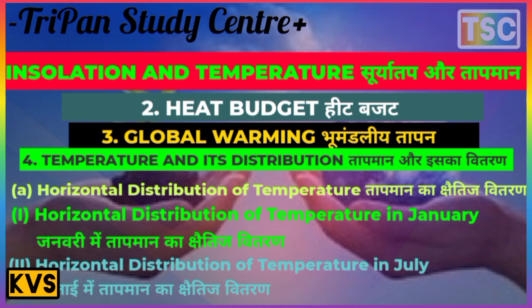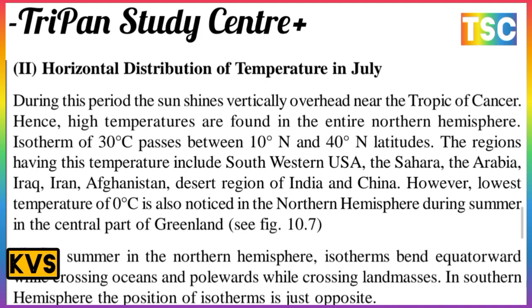The next point is the horizontal distribution of temperature in July. This is important. During this period, the sun shines vertically overhead near the Tropic of Cancer. Here the high temperatures are found in the northern hemisphere. The isotherm of 30 Celsius passes between 10 and 40 degrees northern latitudes. The regions having this temperature include southwestern USA, the Sahara, Arabia, Iraq, Iran and Afghanistan, and the desert regions of India and China.